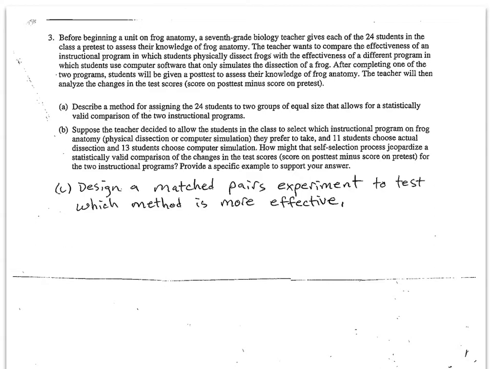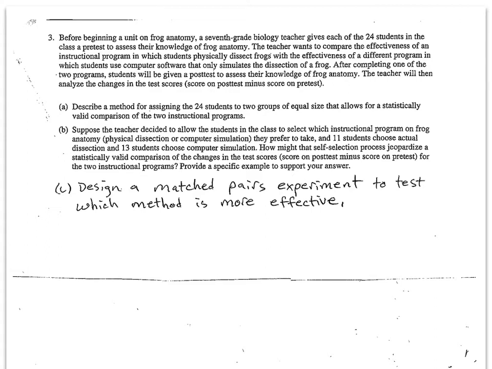So we'd have to pick 12 unique random integers. And once we get those 12 unique random integers using our calculator, then those students could go and be in the dissection group, and the remaining 12 could go in the computer simulation group. Done deal. And that would satisfy the answer for part A.